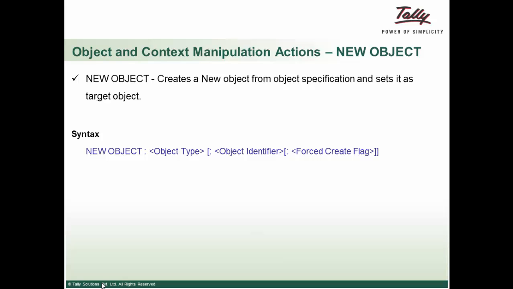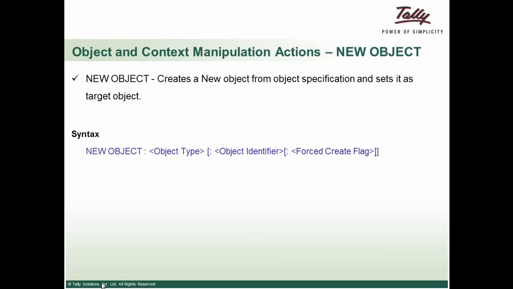Then we have object context manipulation actions like New Object. This creates a new object from the object specification and sets it as its target. New Object takes the object type, the type of object it is, say ledger or group or voucher, stock item. The object identifier, which is an optional parameter, and there is a forced create flag.